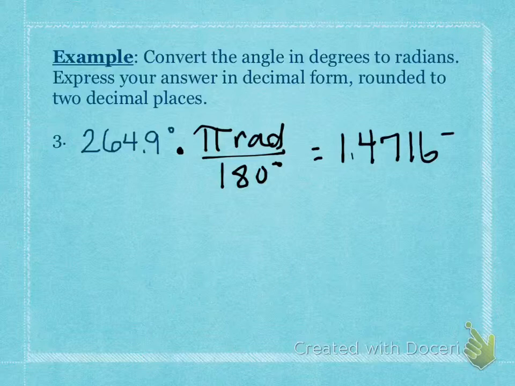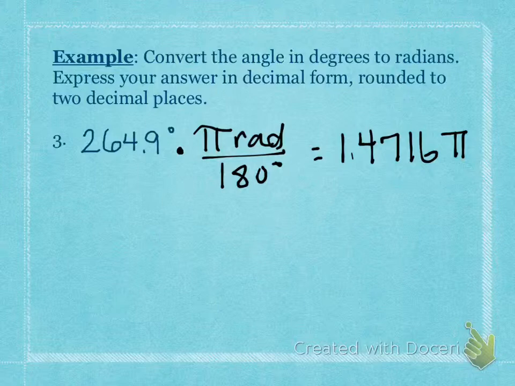1.4716. Right. And at the moment, I still haven't done anything with the pi, right? Okay, so in your calculator, you've got some decimal that looks like 1.4716, and it maybe has some more decimal points after that. Probably so. I want you to hit your times pi.